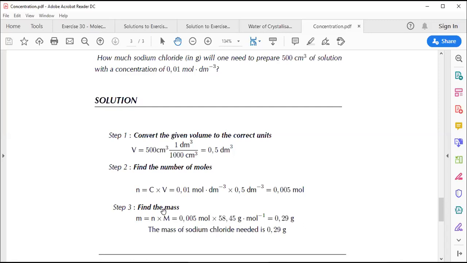If you don't want to use these two steps, you can use the equation that I showed you now. So you just substitute into one equation, then you make your mass the subject of the formula.